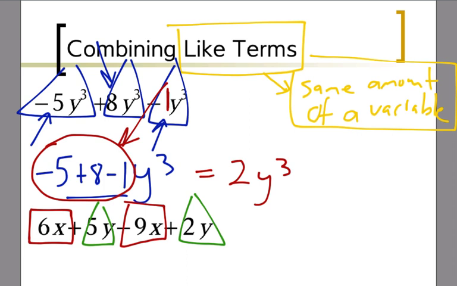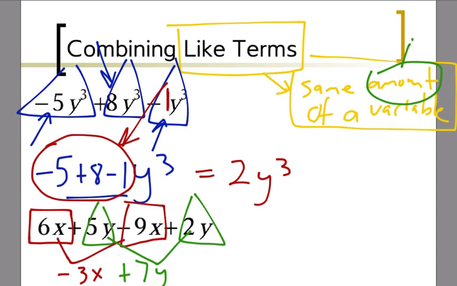So I want to add my 6x and my negative 9x, and that gives me 6x minus 9x, which gives me negative 3x. And then I want to add my y's, so I get 5y plus 2y, and that's positive 7y. And that's as far as I can go because the x and y are not like terms, so I have added the ones that have the same amount of each variable, and when I say same amount, again, I'm talking about the power, the exponent. Okay.